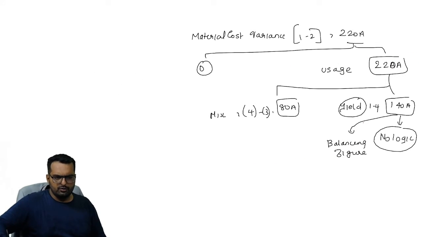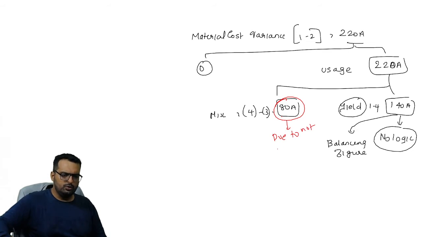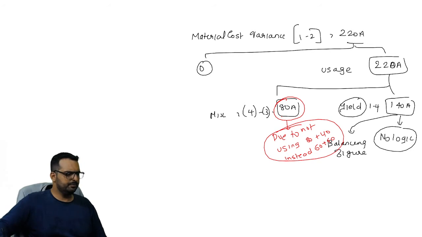Do you see a loss of 80 rupees here? This is due to not using 80 plus 40. Instead, he used 60 plus 60. Are you following my point? Okay.